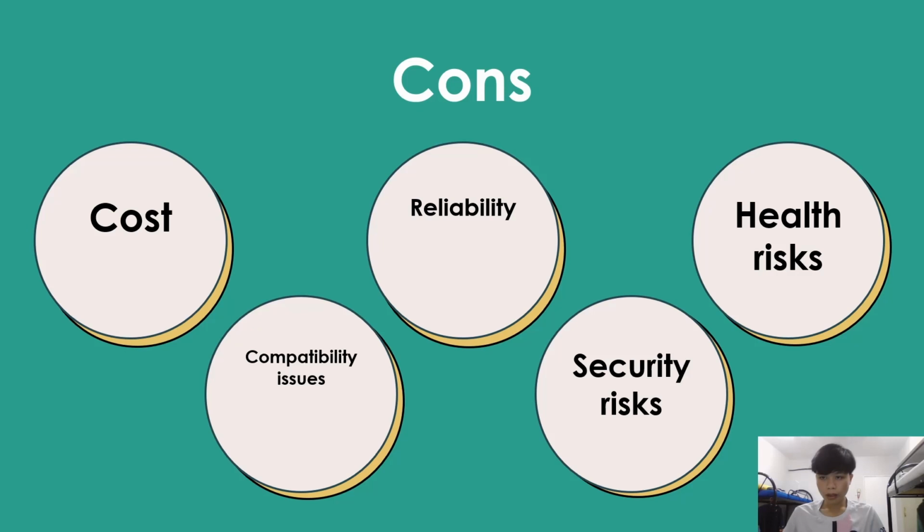Last one, health risk. Extended use of certain input devices such as keyboards and mice can potentially cause repetitive strain injuries, and prolonged exposure to certain output devices such as monitors can potentially cause eye strain or other health issues.